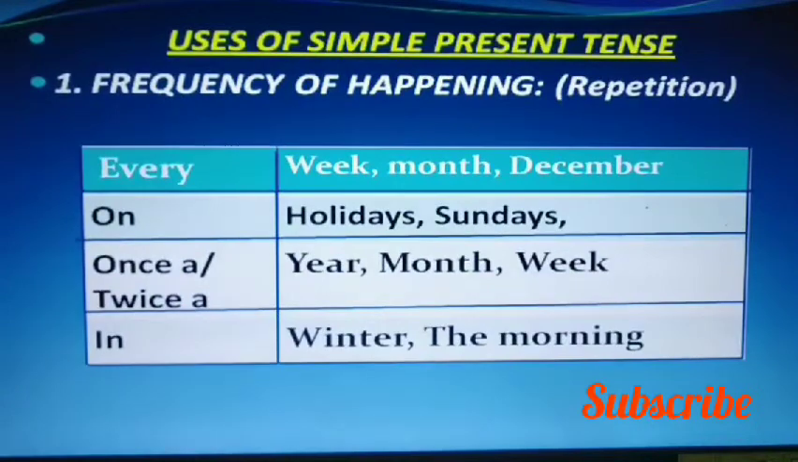Look at this chart. We use "every" to point out something repetitive which happens more than once or twice or regularly. On, we also use "on" before days, Sundays or holidays, to indicate that it is happening on every holiday or every Sunday. Once a week, twice a week, twice a year, thrice a year, we use these expressions to point out that it happens more than one time. It is repetitive.